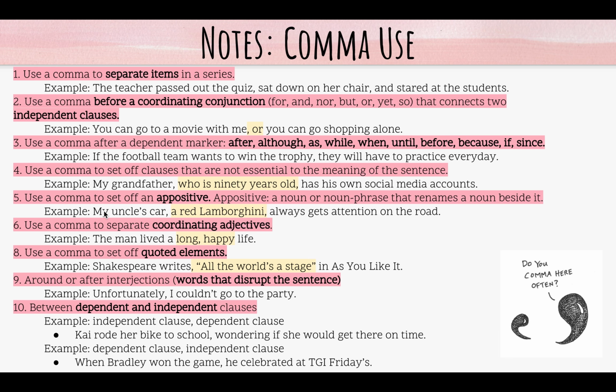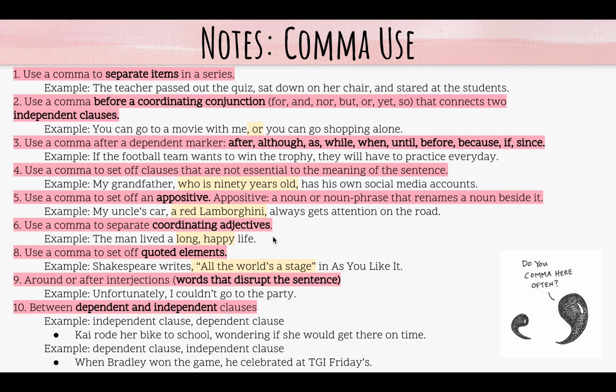Another way that we use commas is to set up what's called an appositive. An appositive is a noun or a noun phrase that basically describes the noun that's beside it. For example, my uncle's car, a red Lamborghini, so this is the appositive, it's describing what kind of car my uncle has. My uncle's car always gets attention on the road. Notice there's a comma there to set it off. And again, this is not essential information, so we could easily take it out of the sentence and it would still make sense. My uncle's car always gets attention on the road.